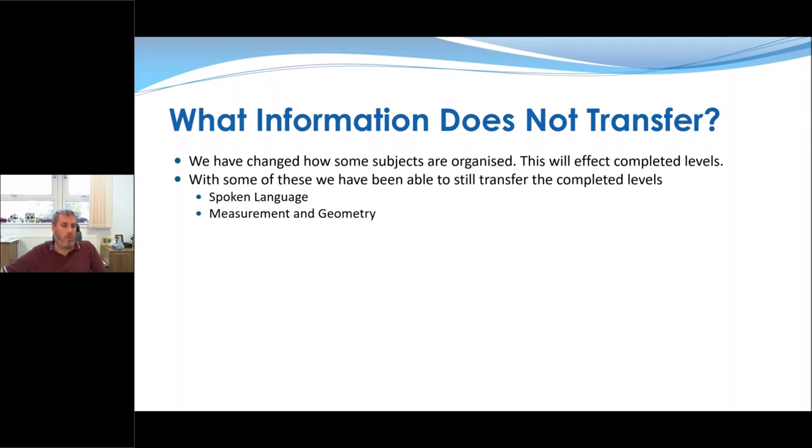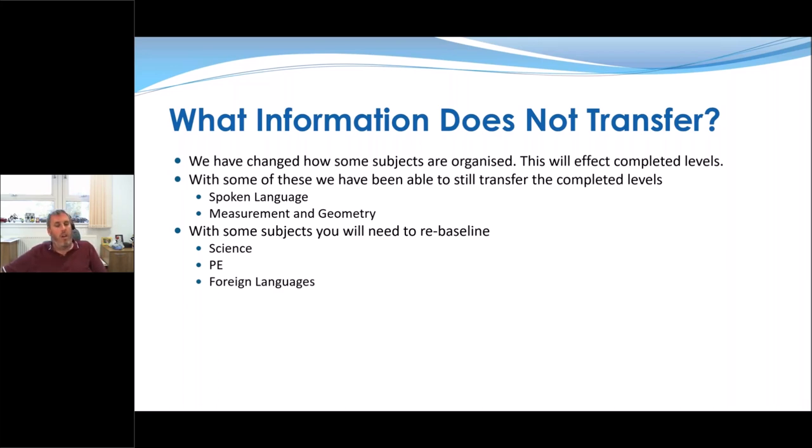So with spoken language, as we've combined it, my colleague John has created some code which will work out between speaking, expressive, listening, receptive, and spoken language, which is their correct level. And also with measurement and geometry, we've done the same there. But there are 3 areas you will need to re-baseline. So if you're using progression steps going forward, what we've done with science is we have changed it from having the 16 areas, we've changed it to having 3. So we've now got biology, chemistry, and physics.